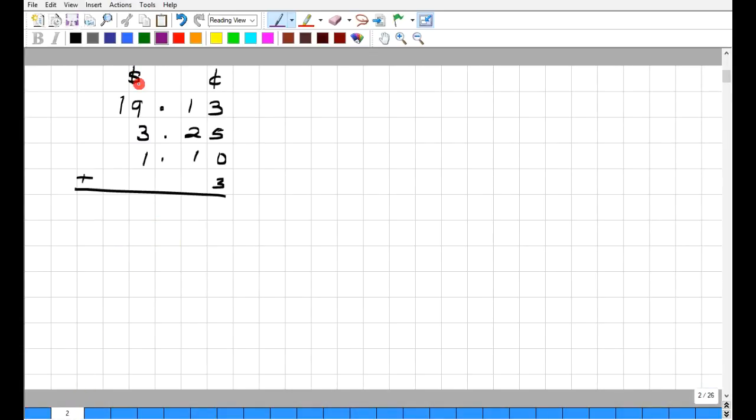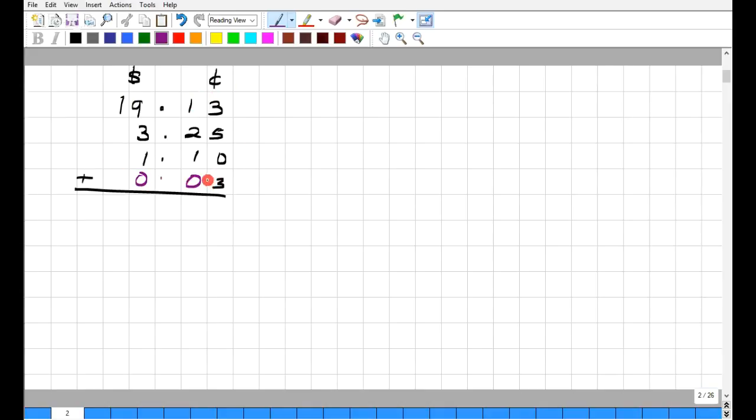Here we have a dollars and cents question. What will be the total if we add $19.13, $3.25, $1.10, and 3 cents? So we could just put placeholders here. So this is nice and neat.